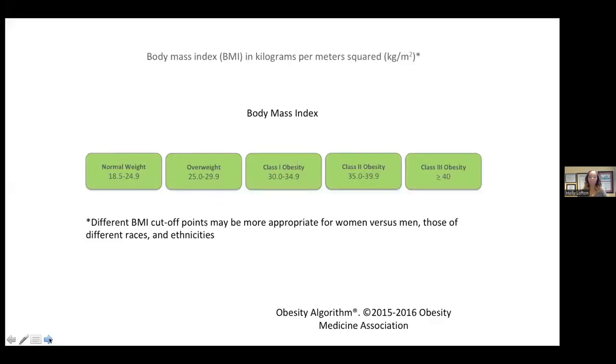So there are many medical definitions of obesity. We have BMI, which is very commonly used, and that's a height-weight ratio. You see different classes of BMI here, varying from normal weight, overweight, and 3 classes of obesity.